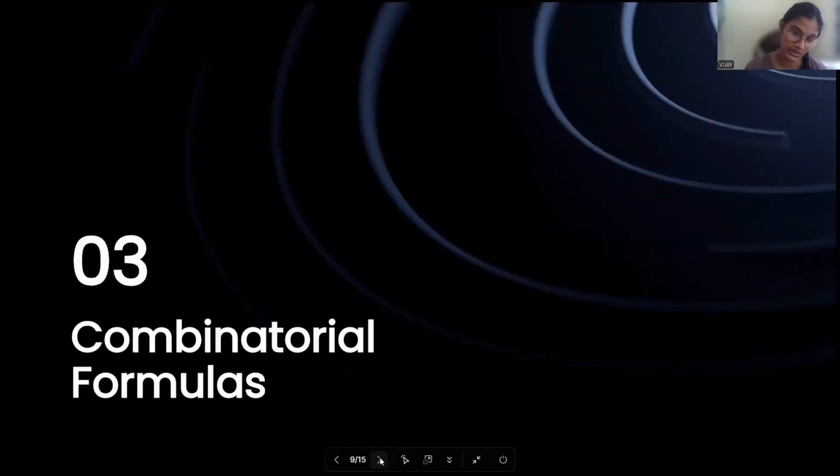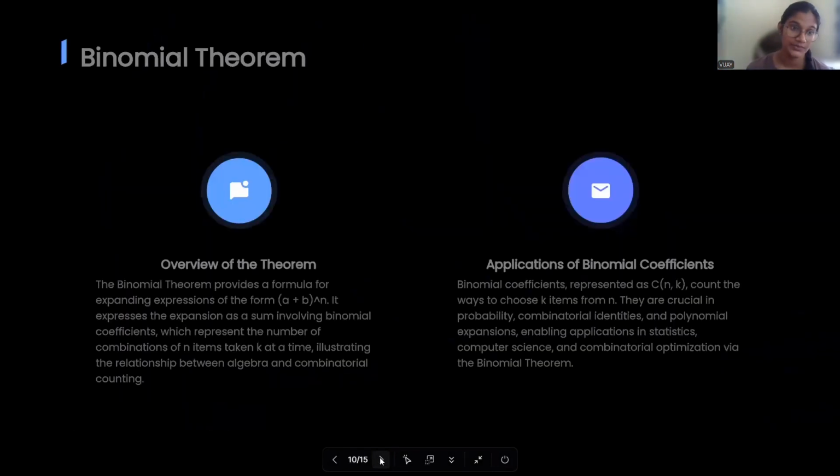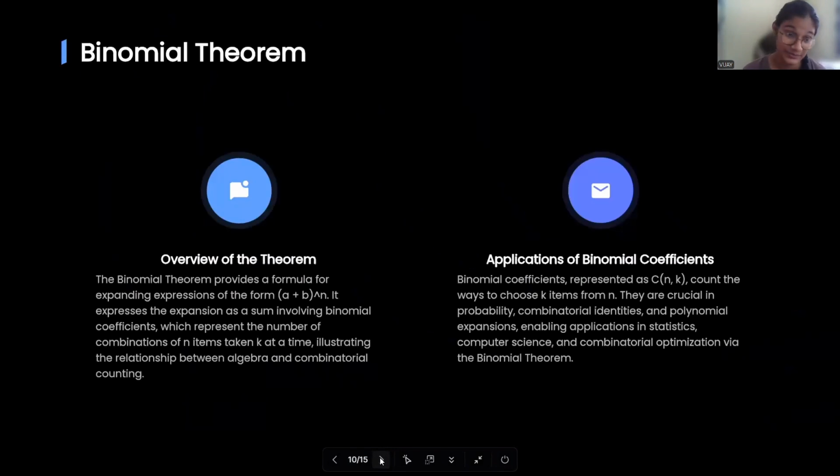Combinatorial formulas. Binomial theorem: an overview. The binomial theorem provides a formula for expanding expressions of the form (a plus b) to the power n. It expresses the expansion as a sum involving binomial coefficients, which represent the number of combinations of n items taken k at a time, illustrating the relationship between algebra and combinatorial counting.